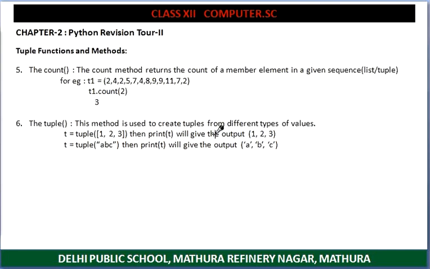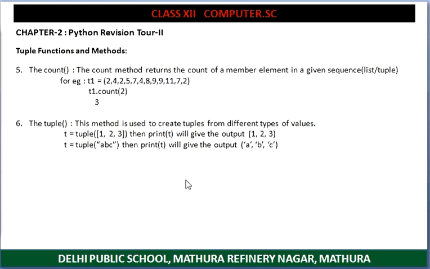Now the fifth one is the count function. The count method returns the count of a member element in a given sequence, that is list and tuple. So it will count the element in a given sequence. For example, t1 = tuple, here the number of elements are here, t1.count(2), so it will count 2 in the tuple and return the number of 2's. So the value is 3.